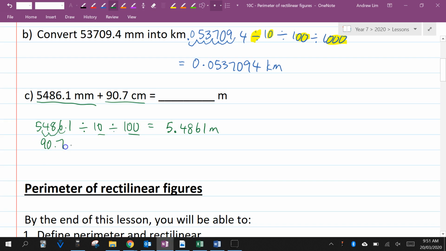The 90.7 centimeters, to convert that into meters, we need to divide that by 100, which means we're just moving it left twice. 1, 2. 0.907 meters. And now we can just add them together, because the question says to add them. When we add them together, we'll just put a 0 in there. Let me just line that up nicely. 1, 13, 9, 13, 6. 6.3931 meters.